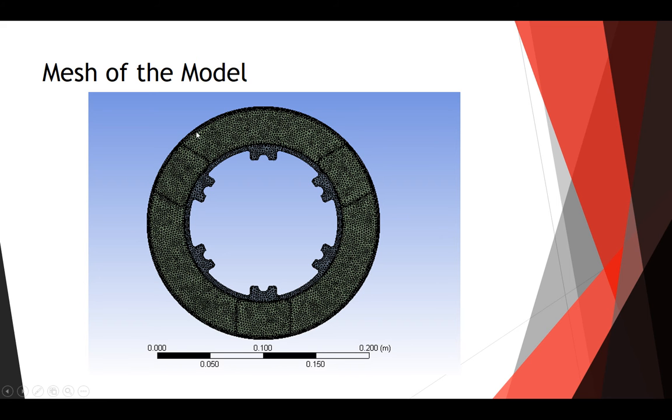So here is the mesh of the model. When I imported it, I generated it as a fine mesh, and I wanted to do this to increase the accuracy of my results. There's not really any variation of the mesh except along the edges, where it's more concentrated.